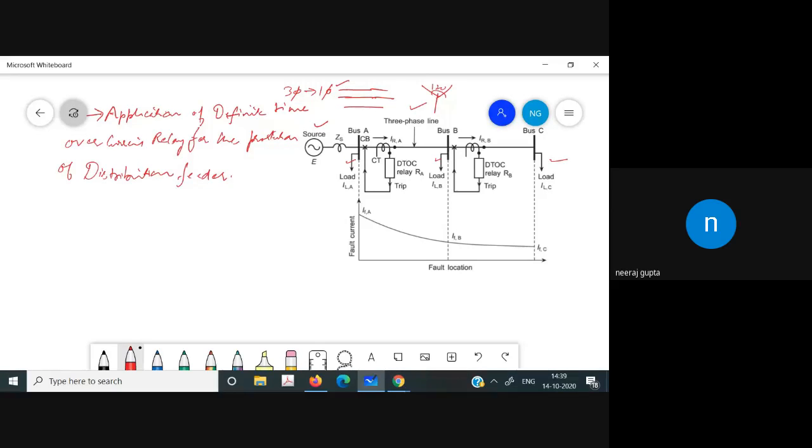So it's a three-phase feeder, and in this case we have two line sections, A and B, and B and C. Let us suppose that DTOC relays, definite time over current relays, are used at bus A and at bus B. And we have the loads ILA, ILB, and ILC at all the buses. So we can state the protection problem.